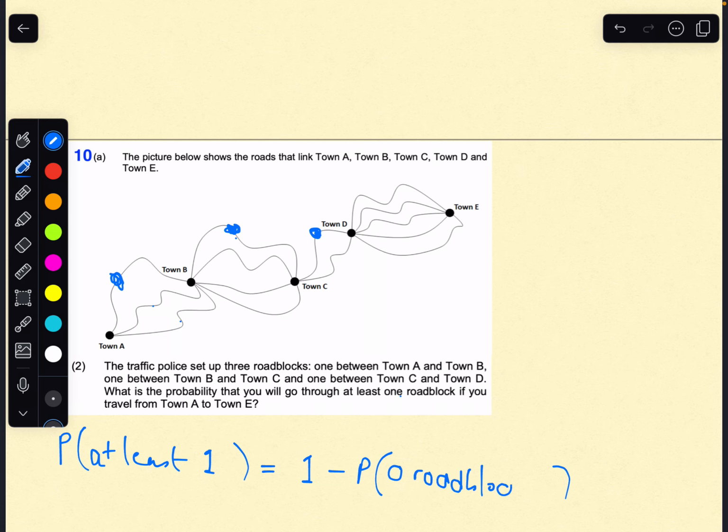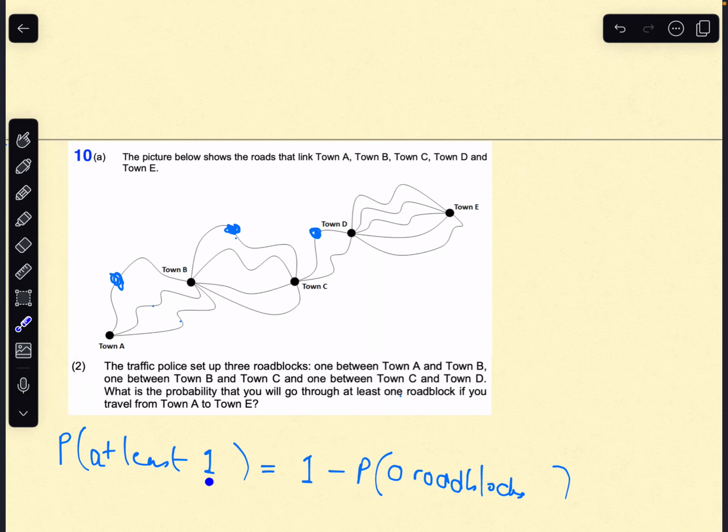But yes, in order to determine the probability of encountering at least one roadblock, that would be a lot of counting because you'd have to consider this route again, and then the second route, this route again, so it would be so tedious to manually count it. So we can use the complement, which says that the opposite of getting at least one roadblock is to get no roadblocks at all.